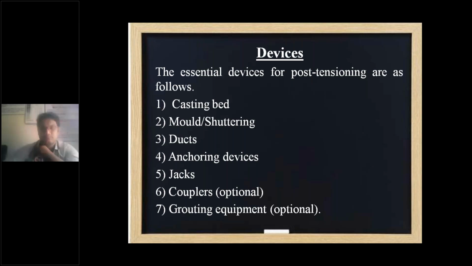And the third one is duct. What do you mean by duct? The pipe which you are going to provide within the concrete is called a duct, or sheeting. It is a hollow pipe and we call it a duct technically. We should not call it a pipe; we should call it a duct or sheeting. And the fourth one is anchoring devices. You require anchoring devices to fix at one end, or sometimes you need not anchor at one end, so you can do stressing from both ends. And the fifth one is jack.